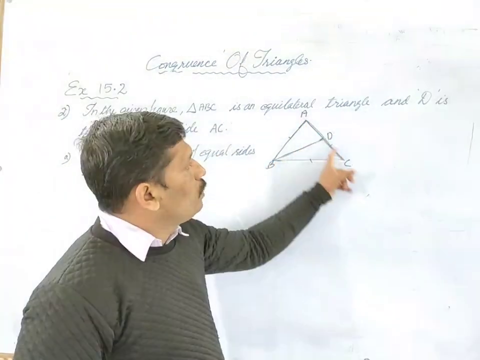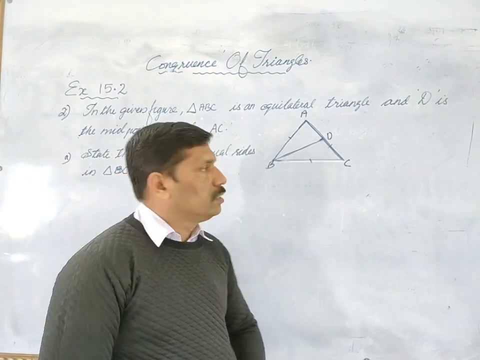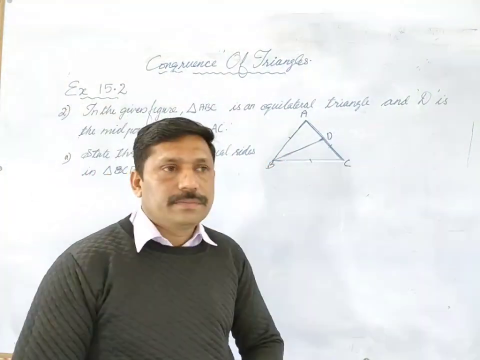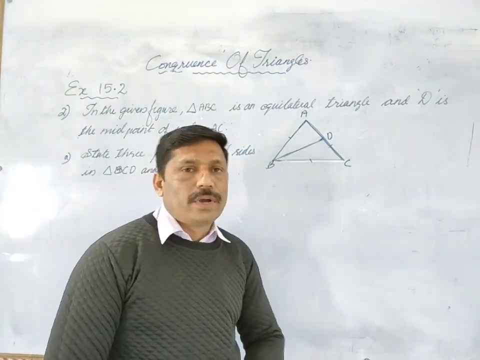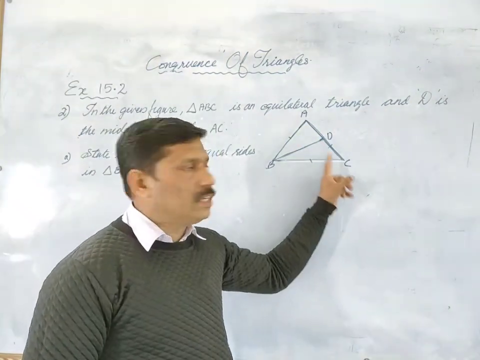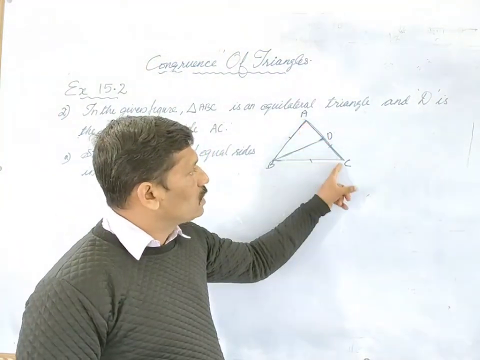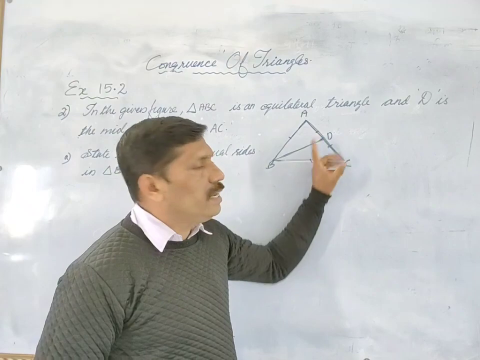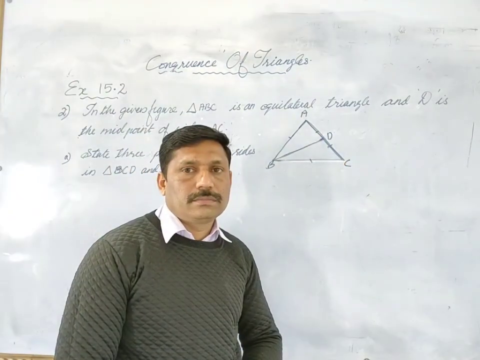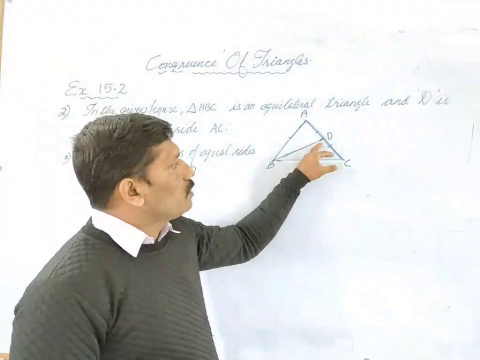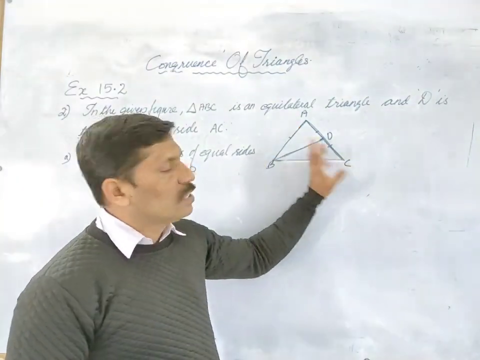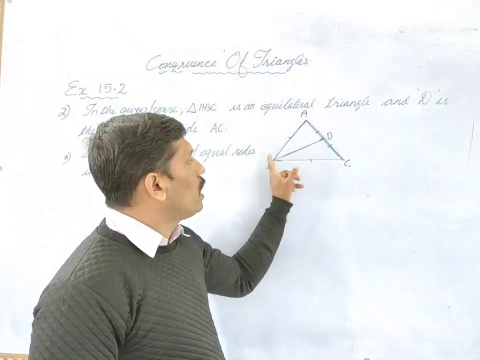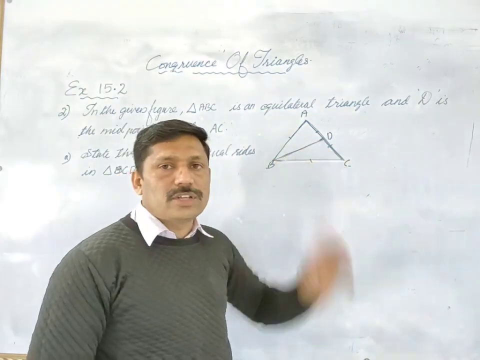And D is the midpoint of side AC. It is given that triangle ABC is an equilateral triangle, and point D is the midpoint of side AC. Midpoint means it is the middle. That means AC is divided into two equal parts, so this part and this part are equal. That means AD and CD are equal in length. So when we draw this line, triangle ABC is divided into two other triangles, that means triangle BCD, one small triangle, and BAD, that is another triangle.